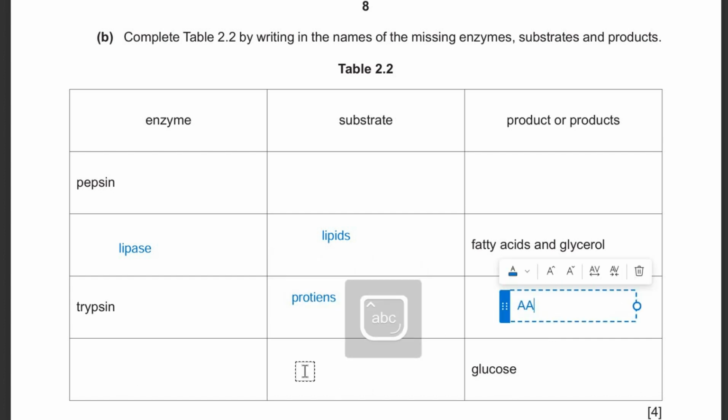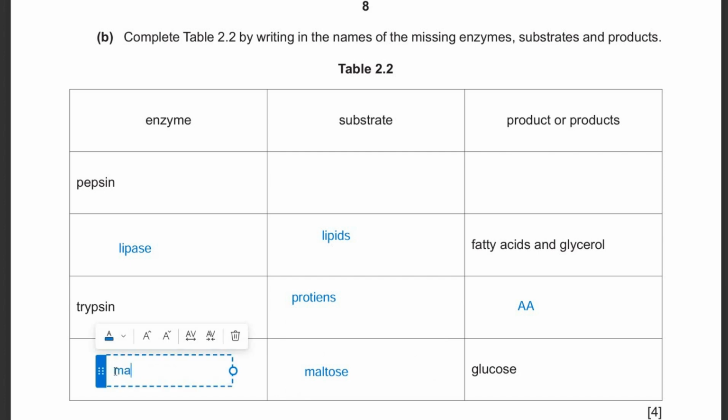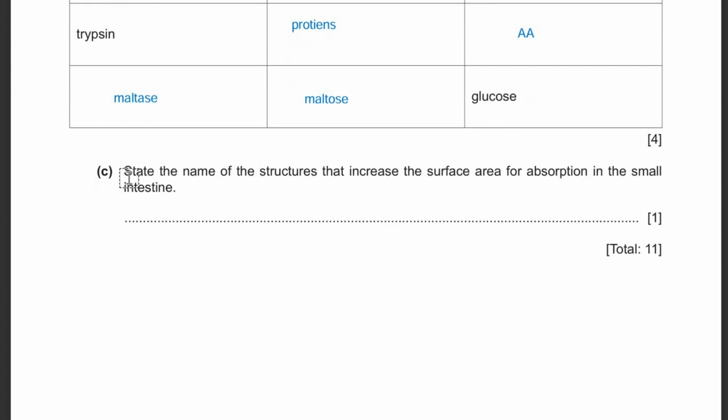Then we have glucose. Glucose is a simple form of maltose. And what is the enzyme that is acting on them? Maltase converts maltose into glucose. So, part C says, state the name of the structure that increases the surface area for absorption into the small intestine. So, the small intestine has microvilli that increase the surface area for the absorption of nutrients into the blood.